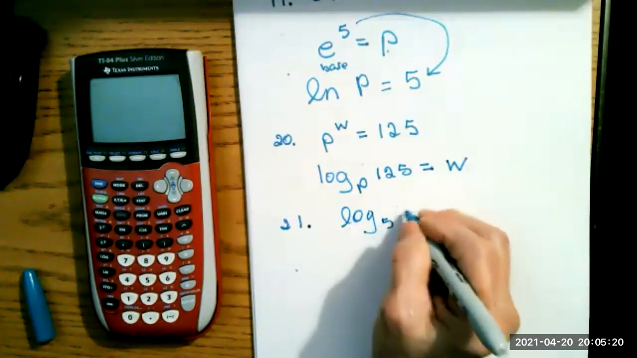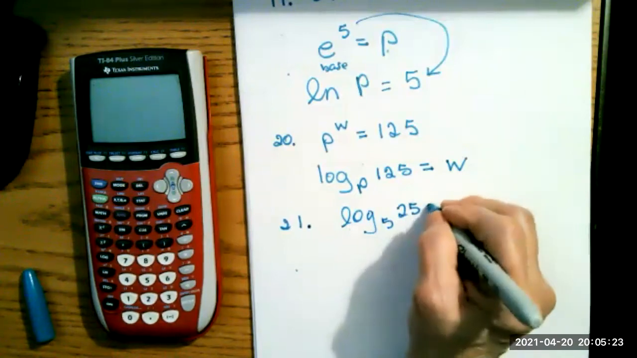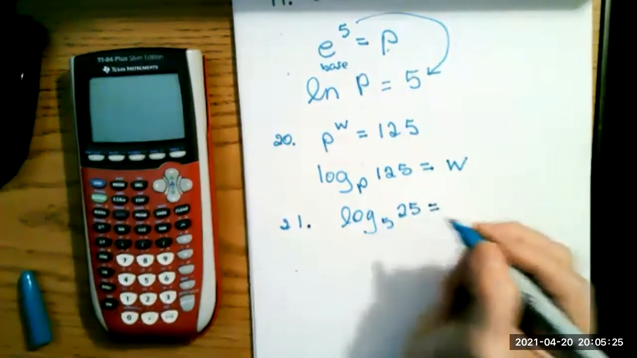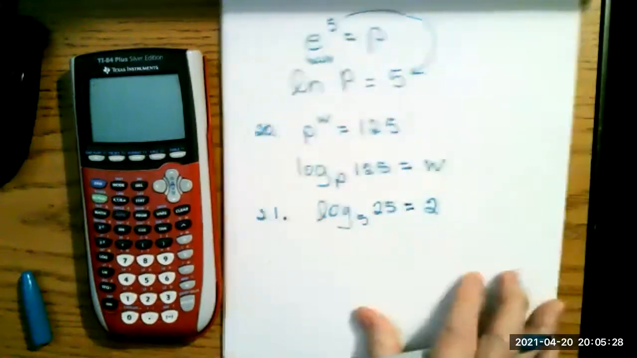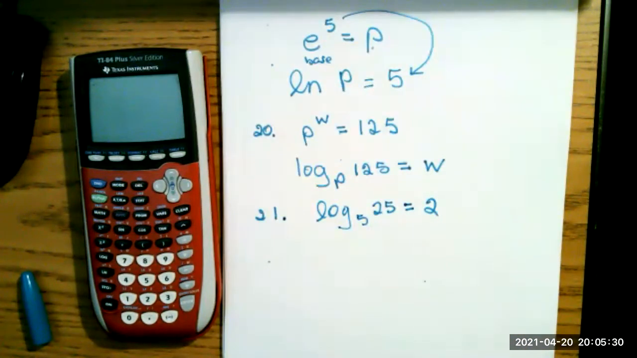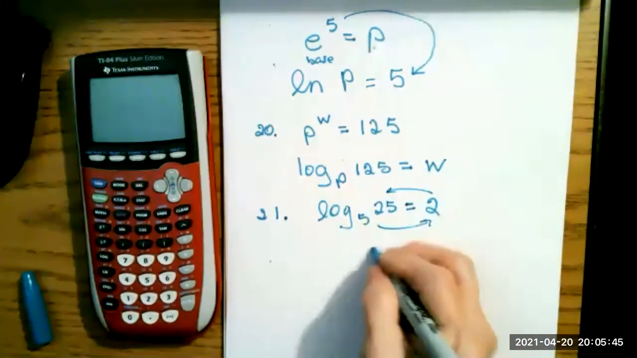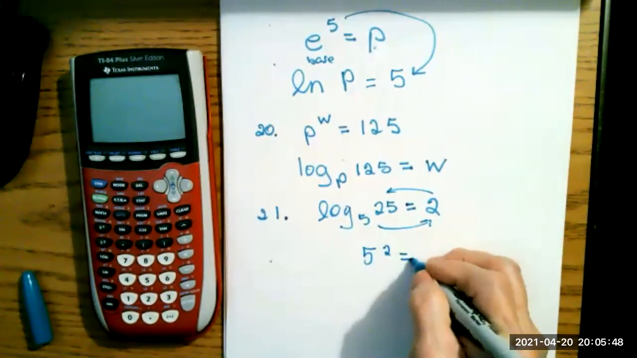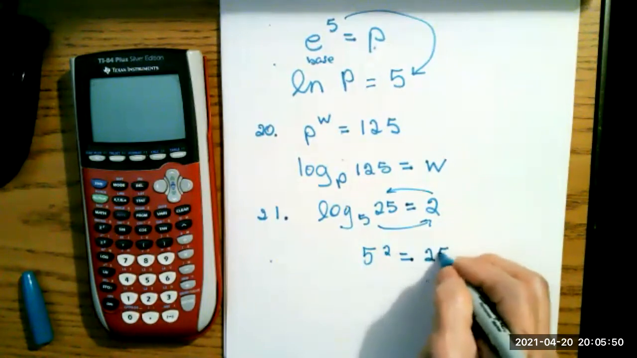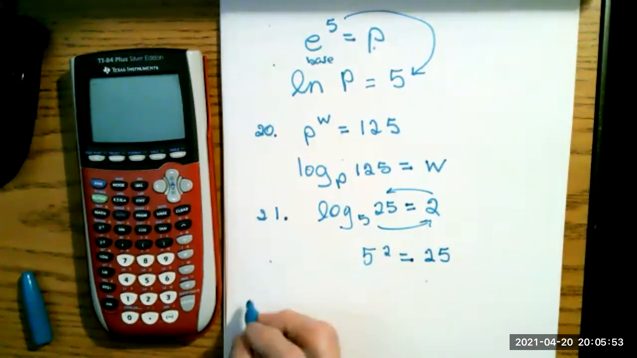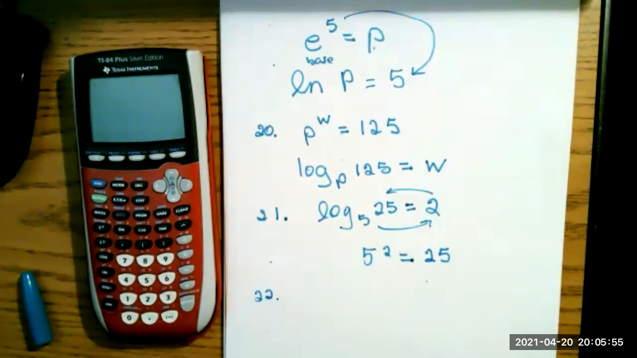21, we're going to convert to exponential, so we're going the other way. They give us log base 5 of 25 equals 2. How do I write that as exponential? I think it's easier to go this way. Five to the second equals 25? Yes, ma'am. All right, let's try this one.